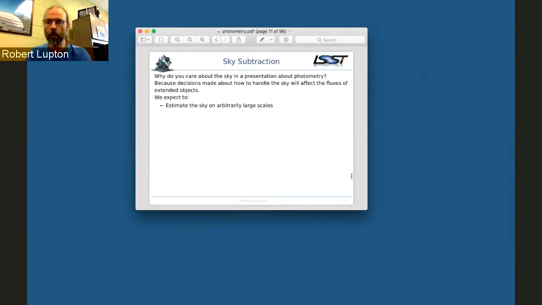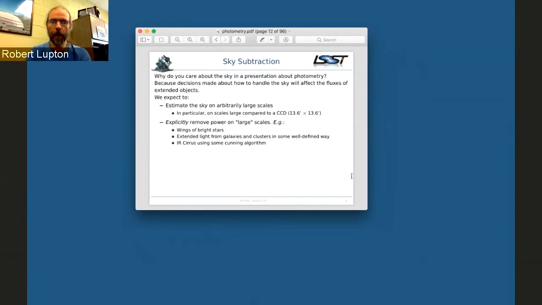Just to get you on the LSST page, we expect to measure the sky on arbitrarily large scales. We did some experiments on that with Yusra, who's on the line from the University of Washington. We have a scheme for how to do that. In particular, that means on scales large compared to a CCD. The LSST CCD is 13.6 arcminutes on a side. Incidentally, that's exactly the same width as a Sloan CCD image, but that's because the CCDs are bigger with smaller pixels. We will explicitly remove power on large scales.